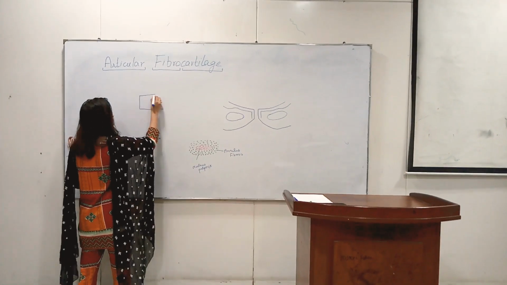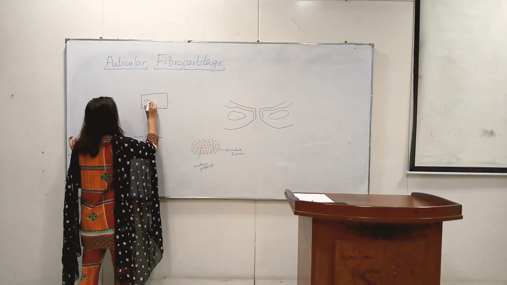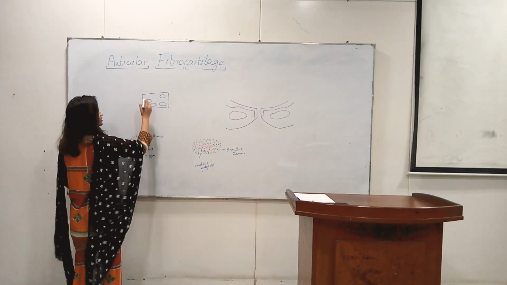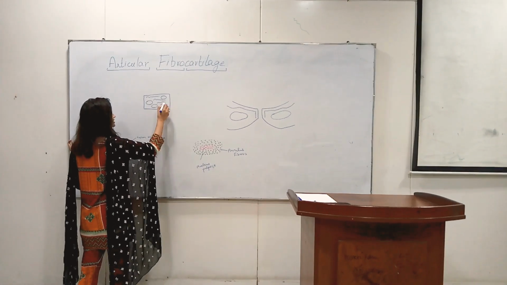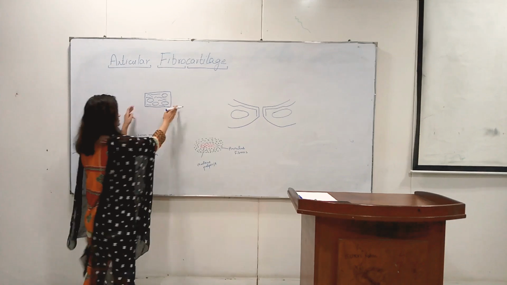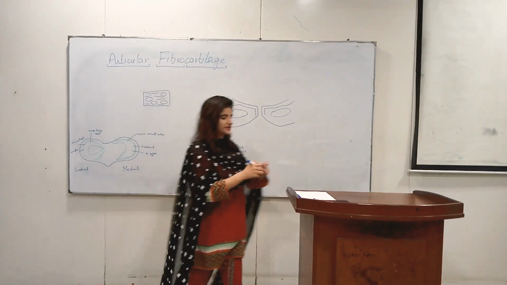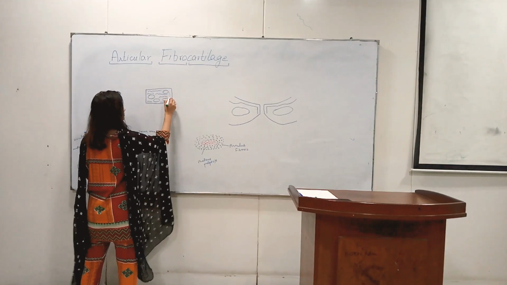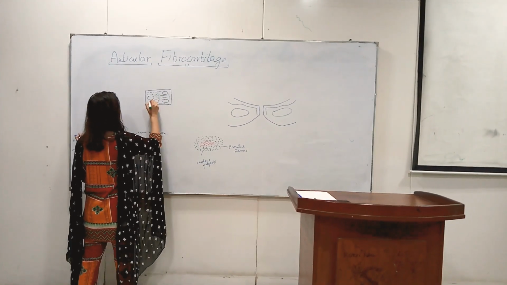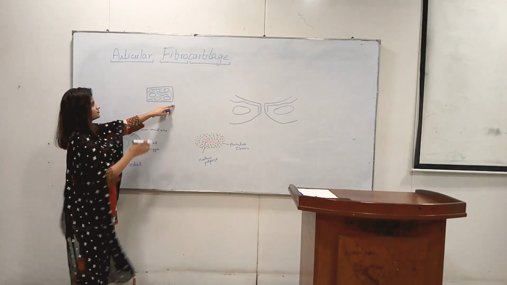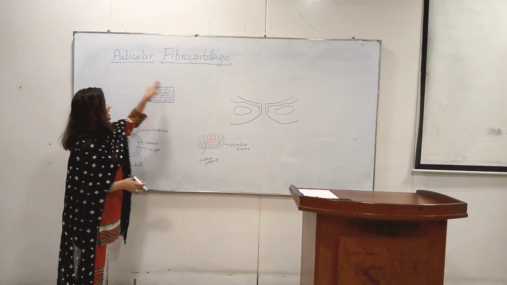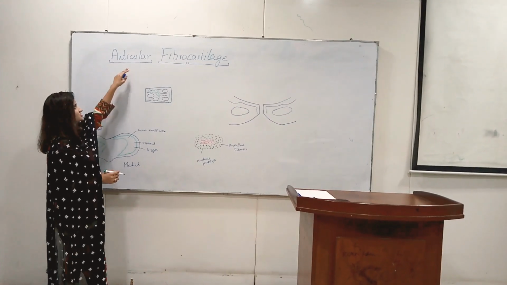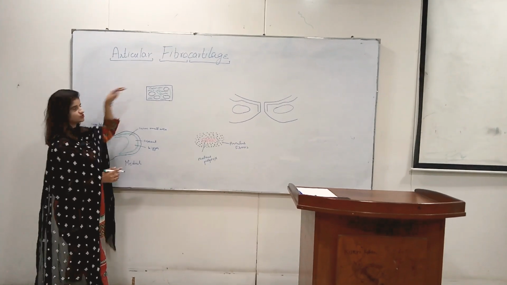For example, the cartilage contains chondrocytes, and inside of that collagen fibers are present. This was the structure of cartilage. But when in this cartilage we add fibers, it will become fibrocartilage. And articular fibrocartilage means this fibrocartilage is present in between articular surfaces.